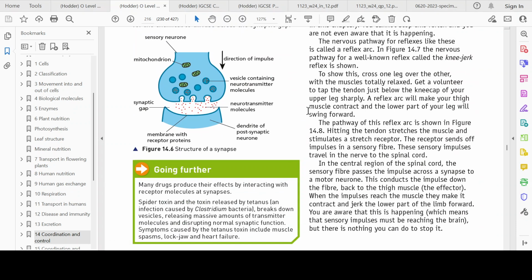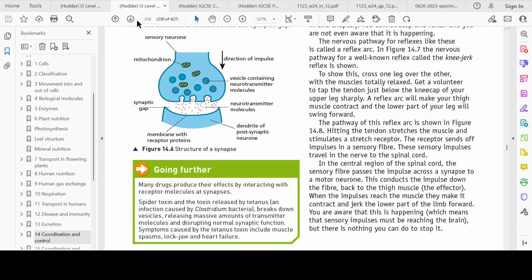And what the knee-jerk response is that they take a rubber hammer, and I don't know if you've ever gone for a checkup and the doctor's done this with you. And what they do is that they tap it below your kneecap. And so what that does is it causes the muscle to, it sends a signal, right? So it will cause your thigh muscle to contract, and the lower part of your leg will swing forward.